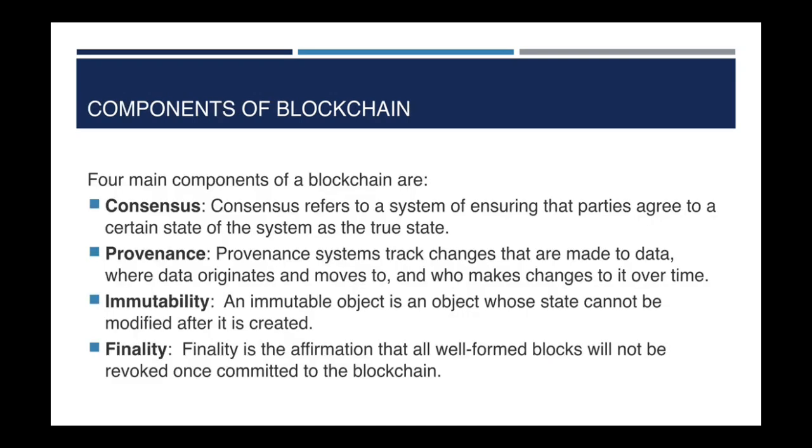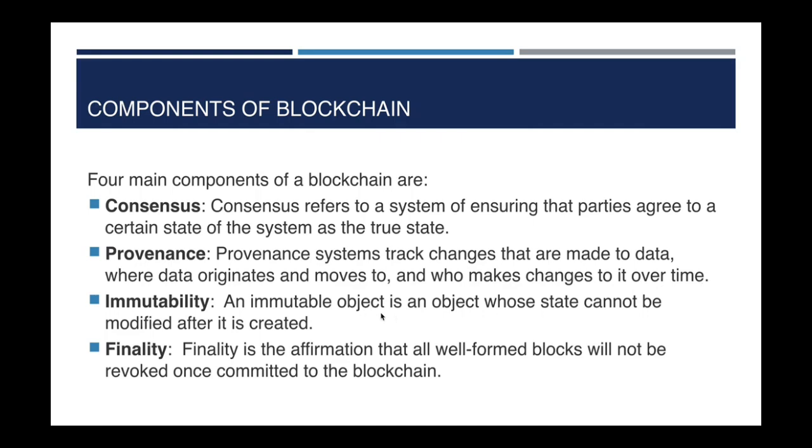So, what are the components of blockchain? There are four main components of blockchain. First is consensus. Consensus refers to a system of ensuring that parties agree to a certain state of the system as the true state. Provenance. A provenance system tracks changes that are made to data, where data originates and moves to, and who makes changes to it over time.